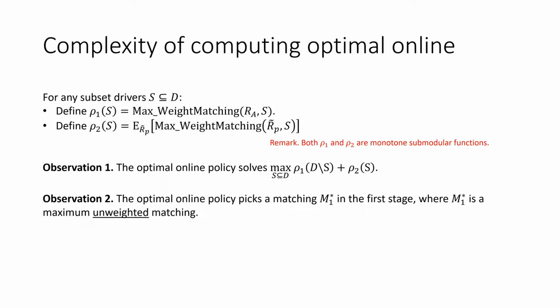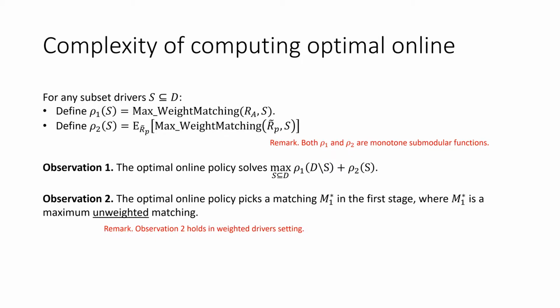And here comes another observation. It suggests the following: the optimal online policy will pick the matching M1 star in the first stage, where M1 star is a maximum unweighted matching. This observation is easy to see as correct for the unweighted setting, when drivers have equal weight. But we want to emphasize that this observation also holds even when drivers have heterogeneous weight.